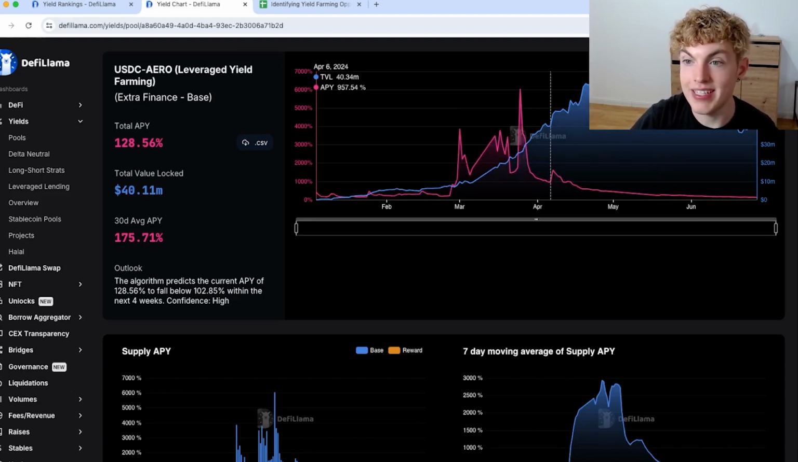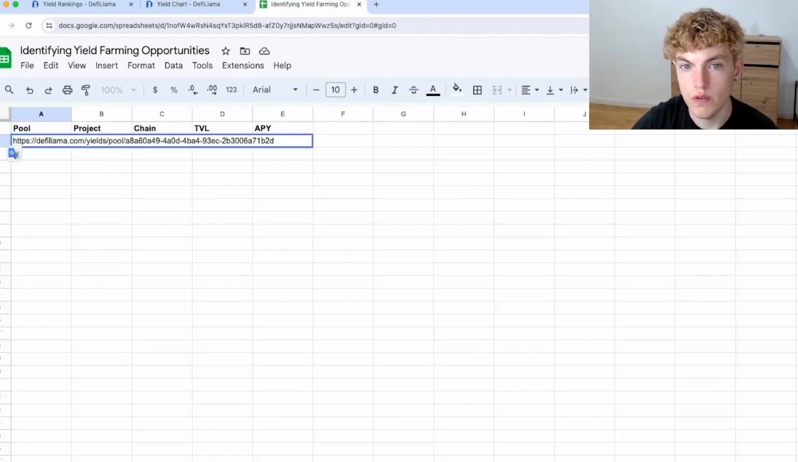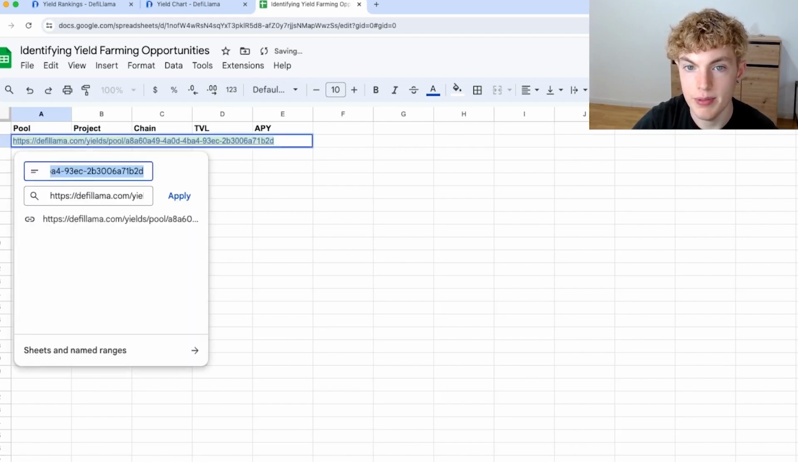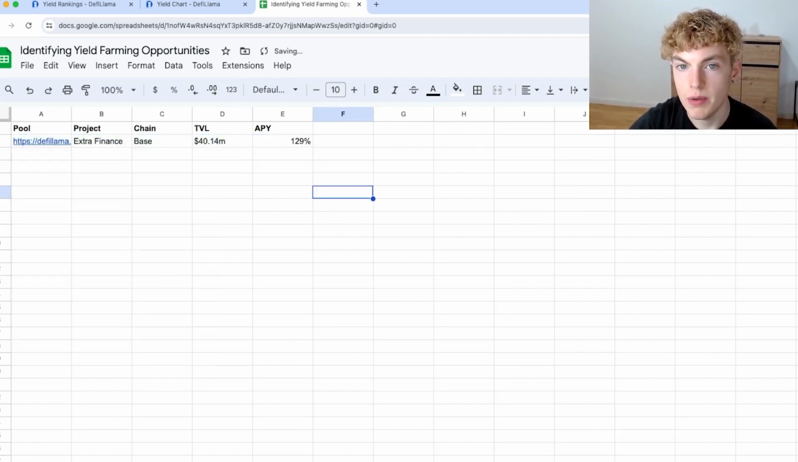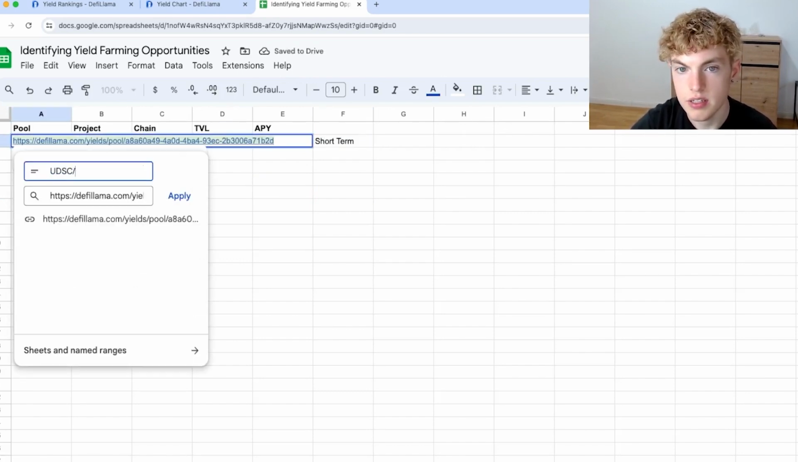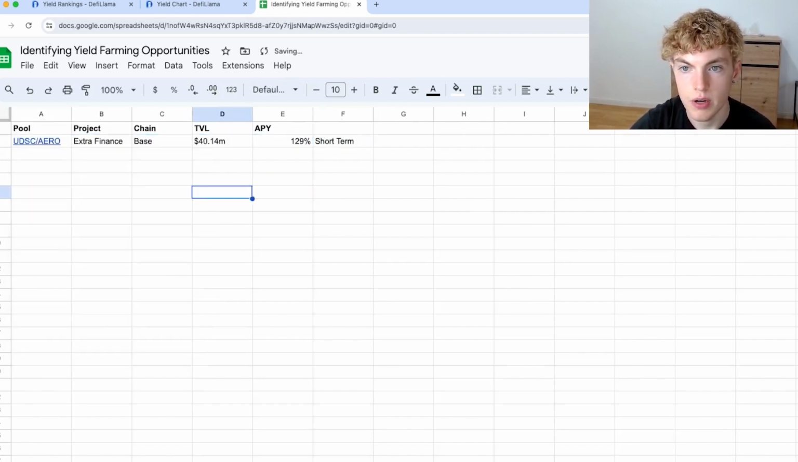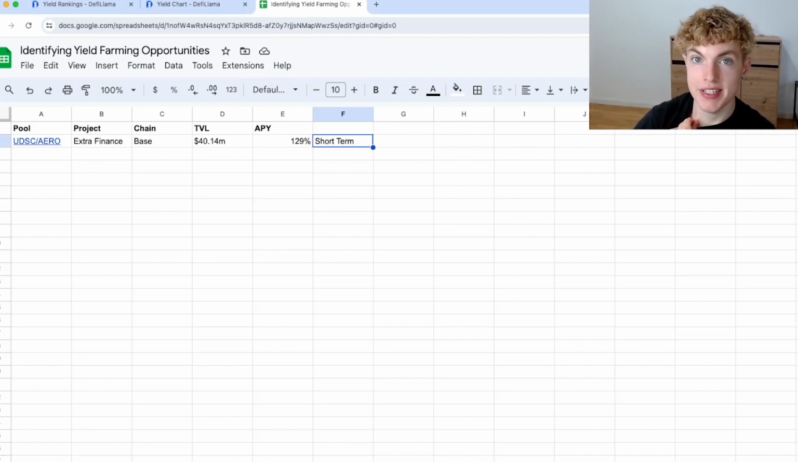Now that is something to consider, and I assume it's because the underlying Aerodrome APY has been declining recently as well. So this is one that I'd rather have as a sort of short-term position. So I'm going to label it that. Let's see. So USDC/Aero, and then here I'm going to put short term. I think I did that wrong. USDC/Aero. There we go.